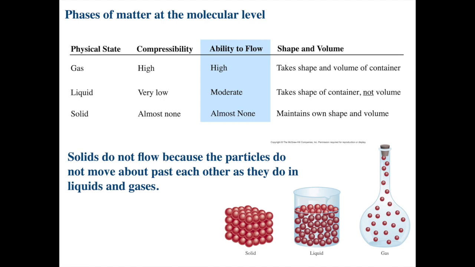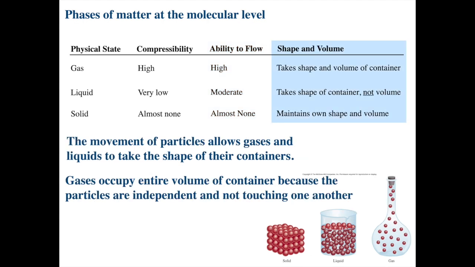Gases and liquids can flow because the particles can move about. They're not locked rigidly into a lattice of positions next to particles that are also locked in position. Liquids and gases have particles that can move, so they can flow. That also explains why they can take the shape of the container.